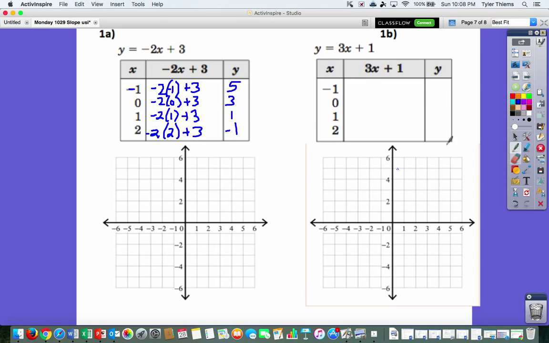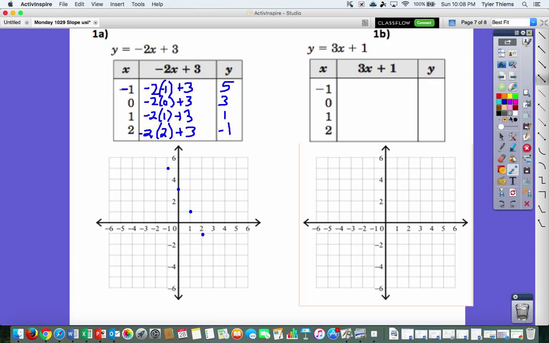Let's plot these points onto the graph. When x is negative 1, y is 5. So negative 1, y 5 right here. 0, 3, 1, 1, and 2, negative 1. Again, notice, guys, how this should form a straight line. If it doesn't form a straight line, then something's not quite right here.